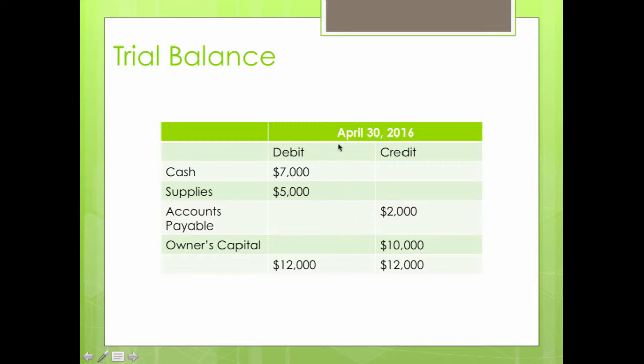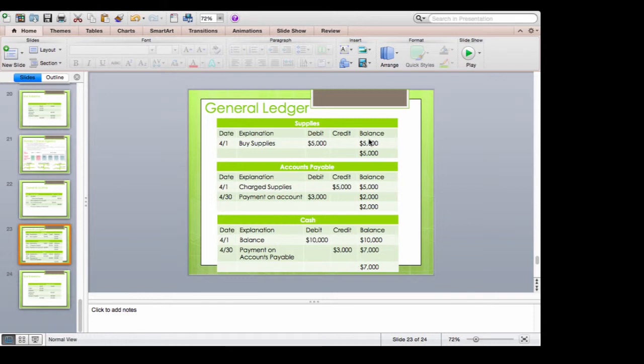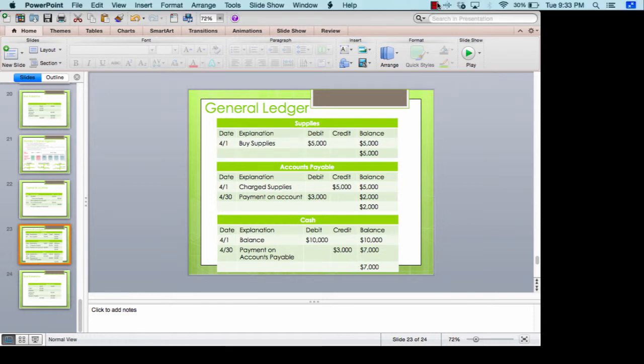process. So once you finish posting all of your accounts and have your account balances on your trial balance, you're going to be adding the debit column and the credit column. And you have to make sure that the debit column equals the credit column, which in this case is $12,000. And that is all that you have to do.